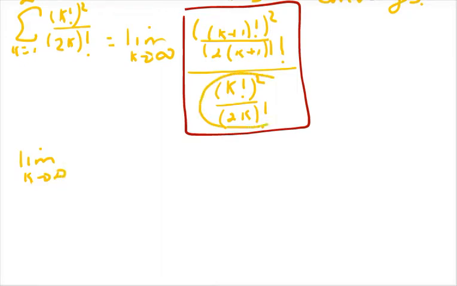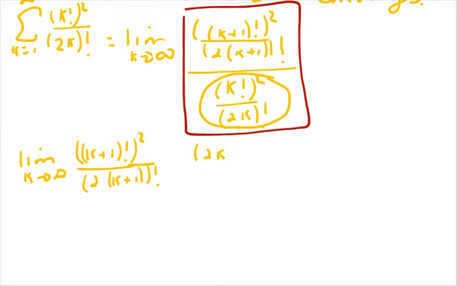You're just going to take this term, flip it, and multiply it. So it's (k plus 1) factorial squared over (2k plus 1) factorial times 2k. That denominator at the bottom is going to flip up, so it's 2k factorial over (k factorial) squared.